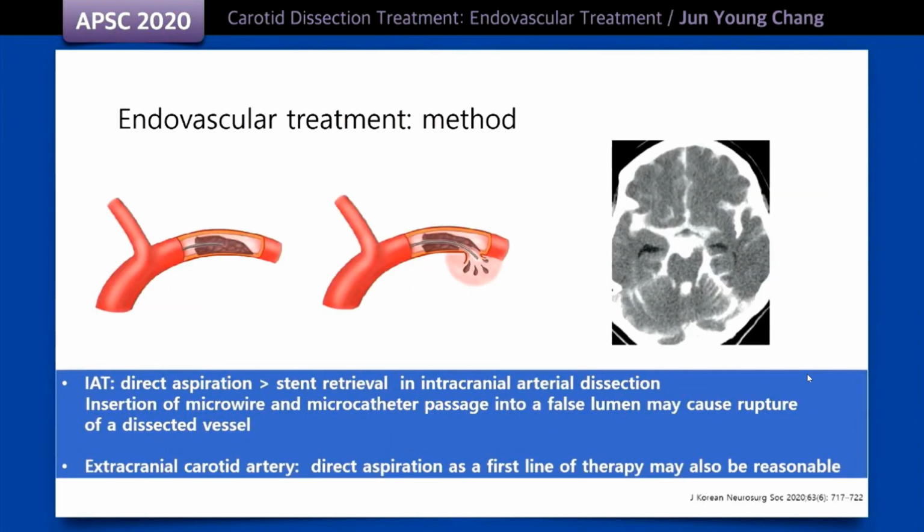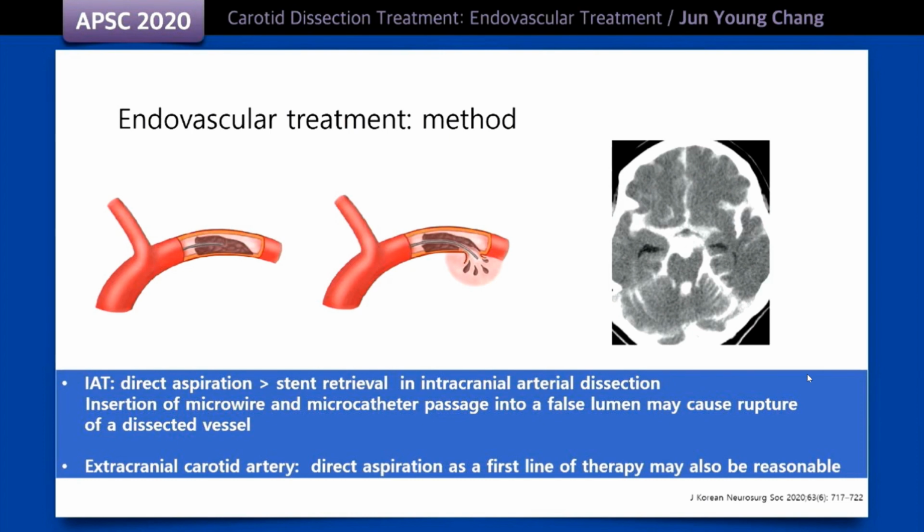When performing endovascular treatment for intracranial arterial dissection, care should be taken when navigating the microwire and microcatheter through an occlusion site because the wire and catheter may enter into the false lumen. This may cause extension of the false lumen and rupture of the dissected artery. A microcatheter angiogram should be performed to ensure that the catheter is in the true lumen.